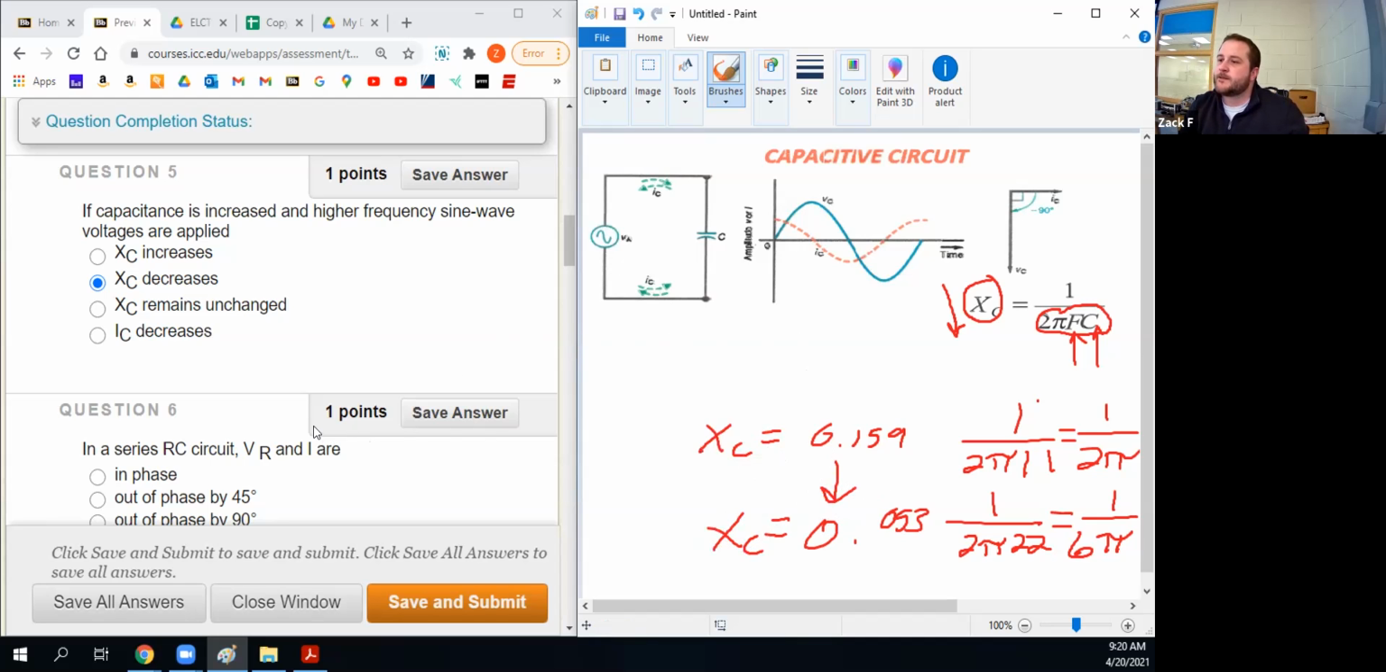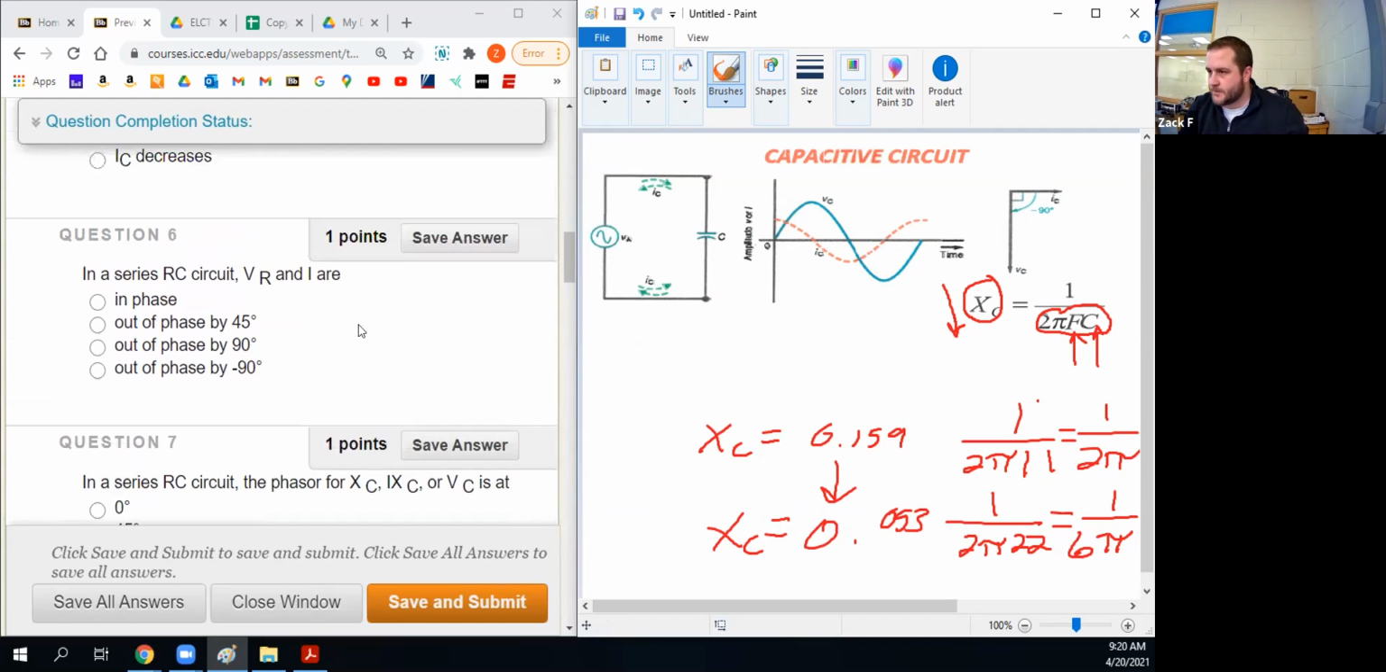In a series RC circuit, which means a resistor and a capacitor in series, resistive voltage and current are in phase, out of phase by 45, 90. Which one is it?